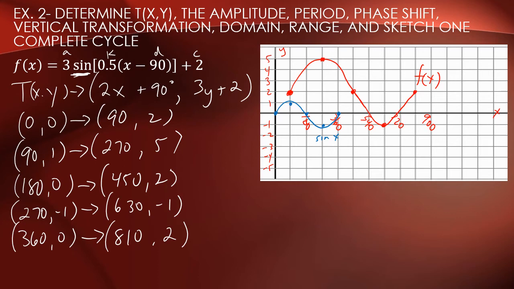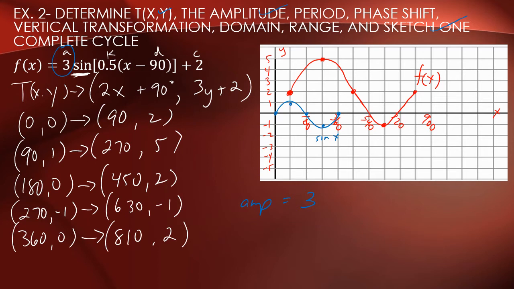Okay, so what have we done? We did the txy. We did sketch one cycle. Now we want the amplitude. Well, the amplitude, you could use our formula max minus min divided by 2. That's great. It's just our a value. So our amplitude is just 3 right here, the a value.